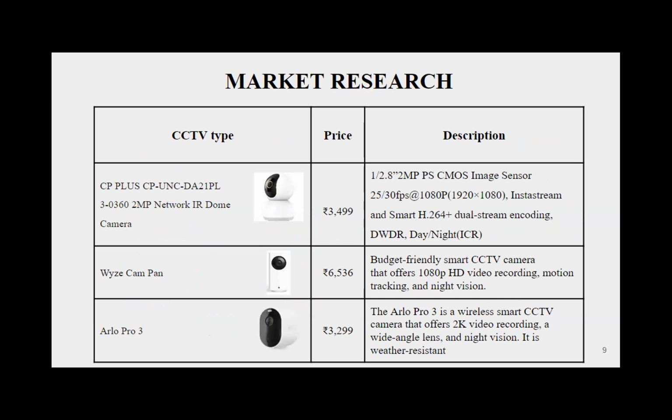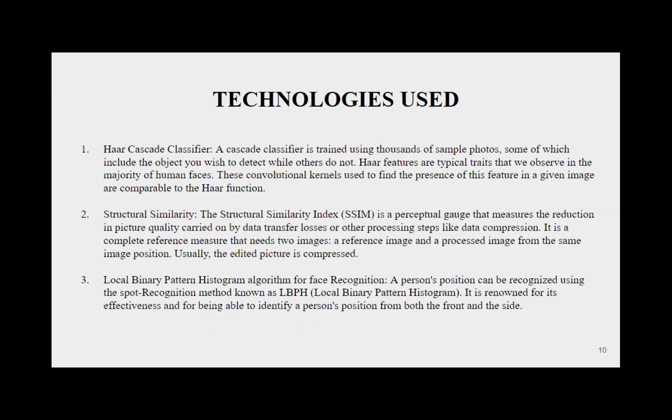These are the smart CCTV cameras available in the market, along with their prices, as shown. The technologies used in the work are mainly the Haar cascade classifier, then the structural similarity algorithm, and the local binary pattern histogram algorithm for face recognition.